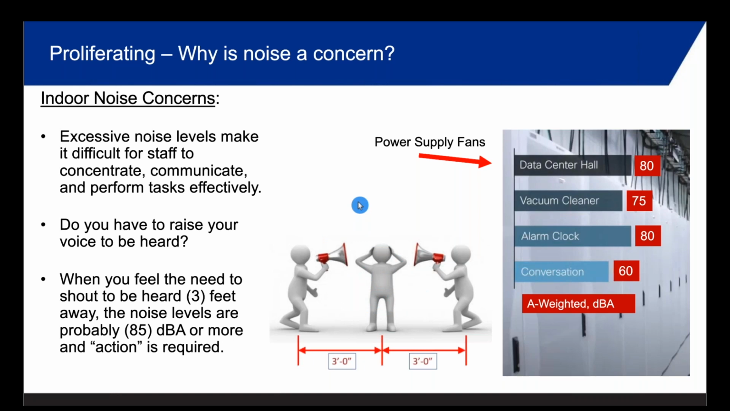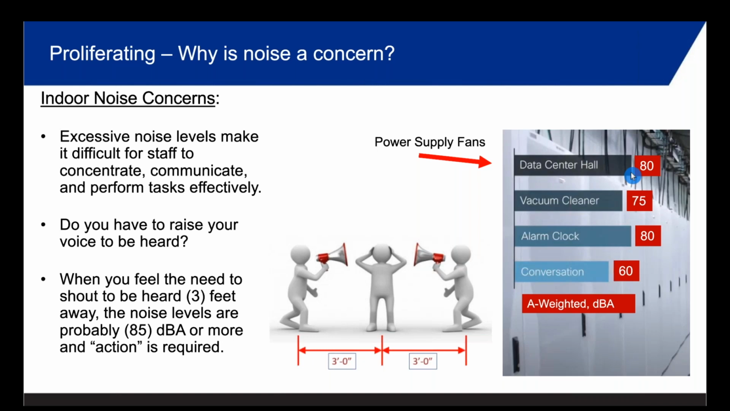I looked also at some research, and it showed, listed here, a data center hall untreated, just operating. Usually the power supply fans, usually mid to high frequency, like 500 hertz and above, noise is driving it to about 80 dBA.